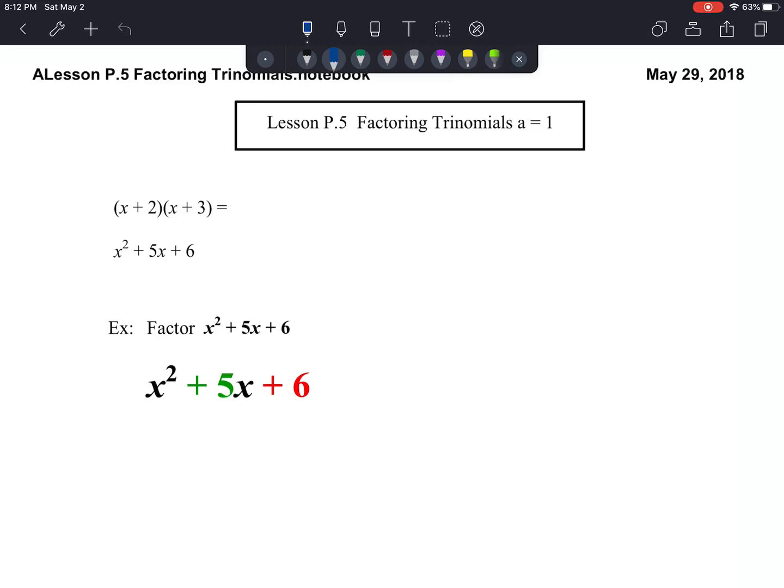Knowing how to multiply and understanding FOIL is so important so that when we go backwards and factor trinomials, we know how to do that. So let's just take a look at x plus 2 times x plus 3.